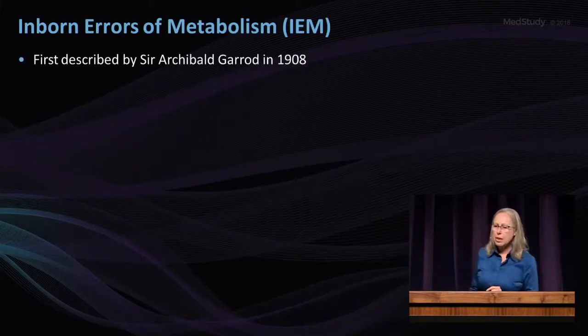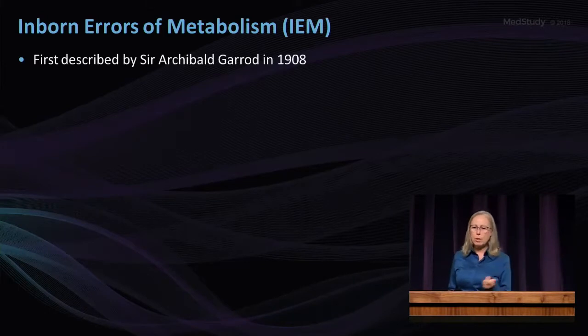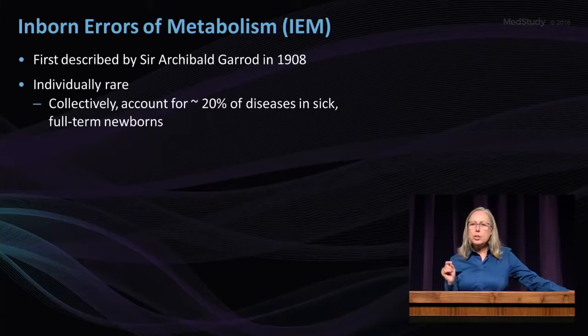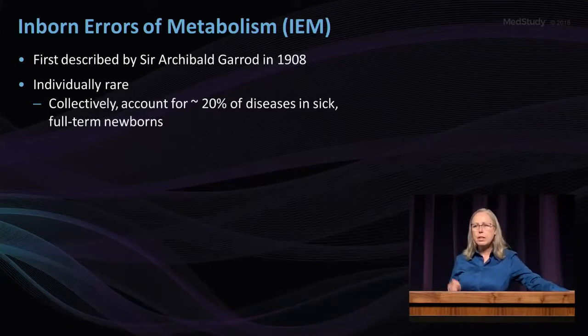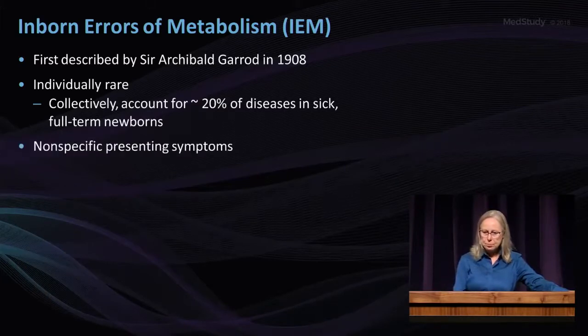All right, so inborn errors of metabolism were first described by Sir Archibald Garrod in 1908, so more than 100 years ago. They're individually rare, so the likelihood that you will see any one of the things that we're going to talk about is low. However, if you see a sick, full-term newborn, about 20% of those kids will have an inborn error of metabolism. Whenever I was doing my training, this was far more mysterious. Now that we have expanded newborn screening, a lot of the mystery has been taken out of these very ill newborns, but they still do occur.